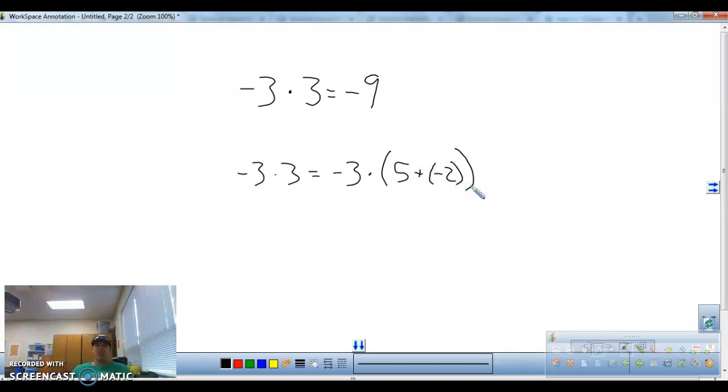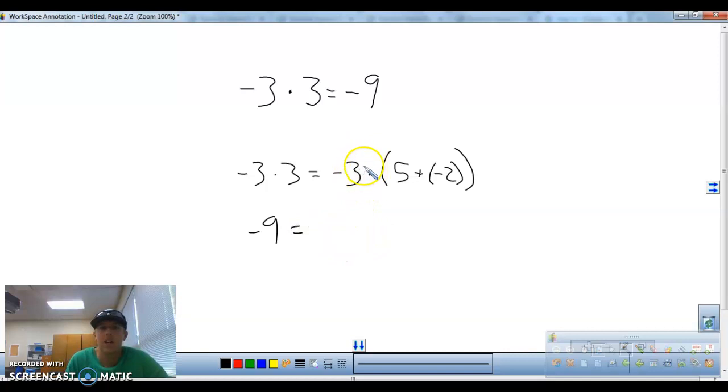Okay? Now, you look at that and you're saying, why the heck would we do that? That's crazy. That's not very smart to do. Well, normally it's not. I'd agree with you. But this is showing you why a negative times a negative will get you a positive result. Okay? So, we know negative 3 times 3 is negative 9. Okay? Just bear with me. It's going to all come together here in a second.